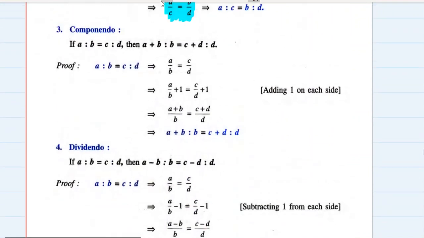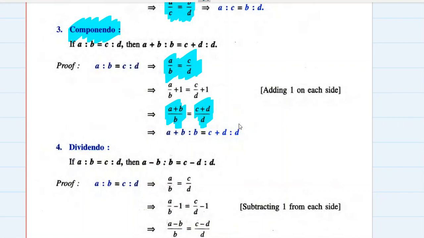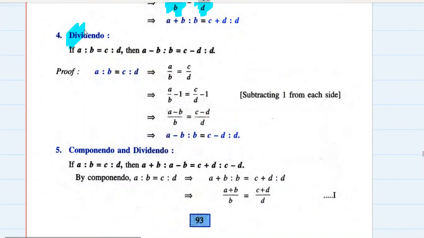Then comes componendo. This is very important. Componendo means if A by B is equal to C by D, then A plus B by B is equal to C plus D by D. So what we are doing is adding 1 on both sides. Then in the numerator, a bigger quantity is obtained, which is the sum of numerator and denominator. The denominator remains as it is. Then there is dividendo. Dividendo is subtracting 1 from both sides. So if we have A by B is equal to C by D, then it becomes A minus B by B is equal to C minus D by D.